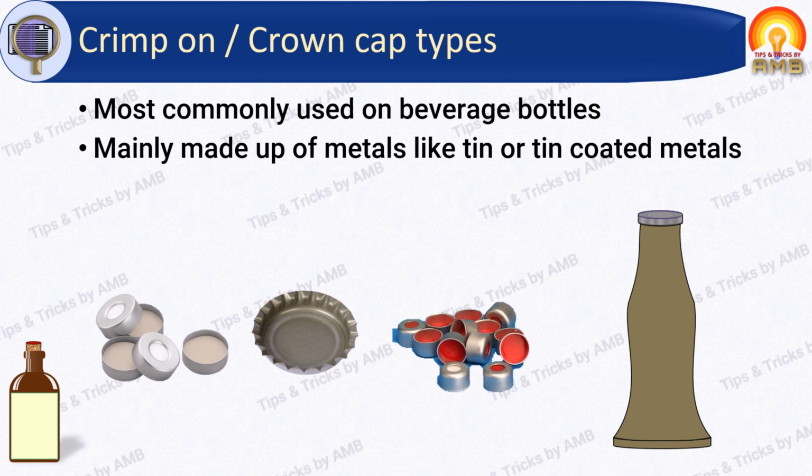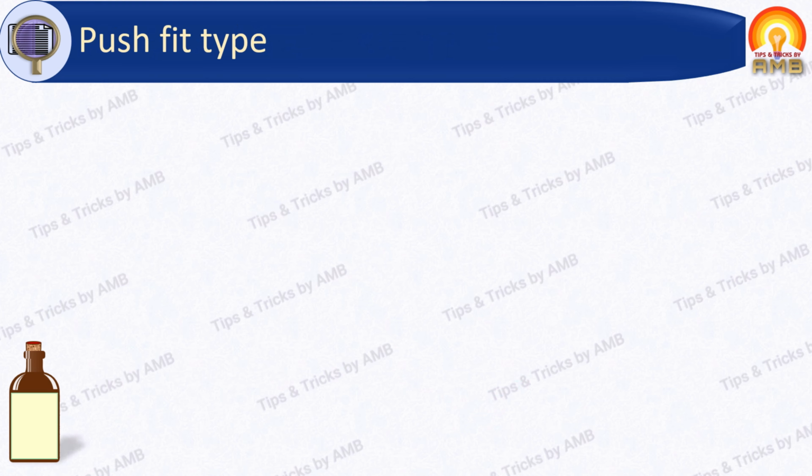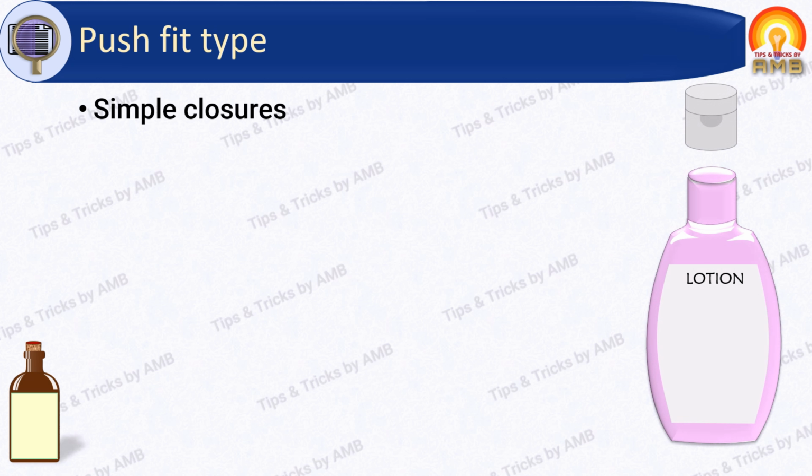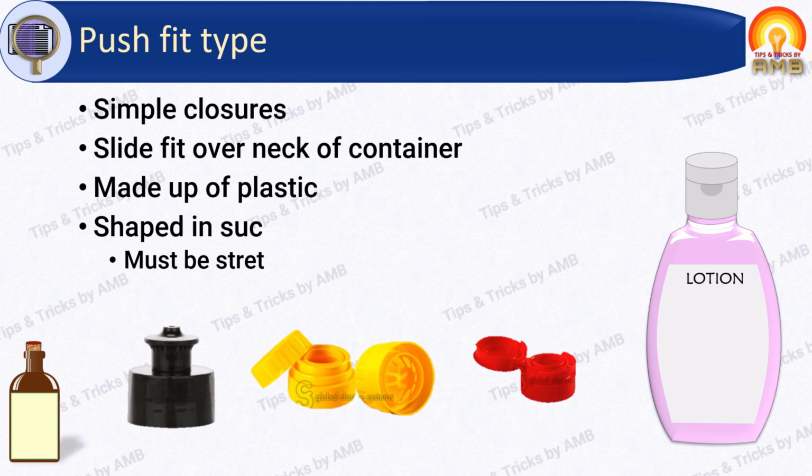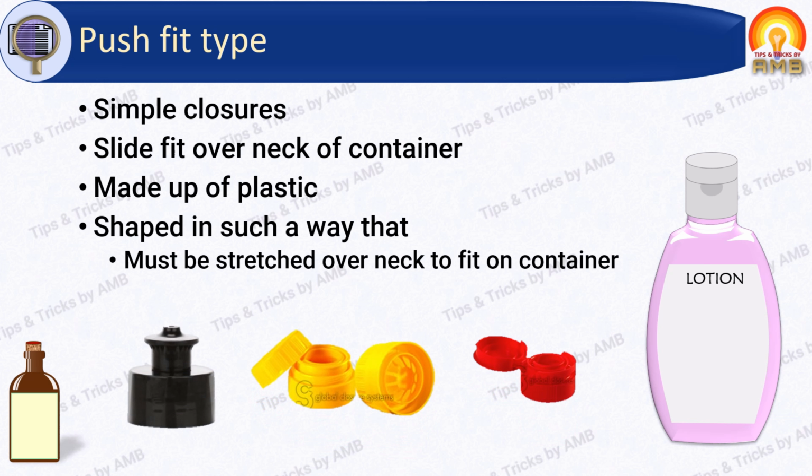Another type is the push fit cap or press on type. These are simple closures that slide and fit over the neck of the container. These are made up of plastic and are shaped in such a way that they must be stretched over the neck to fit on the container.